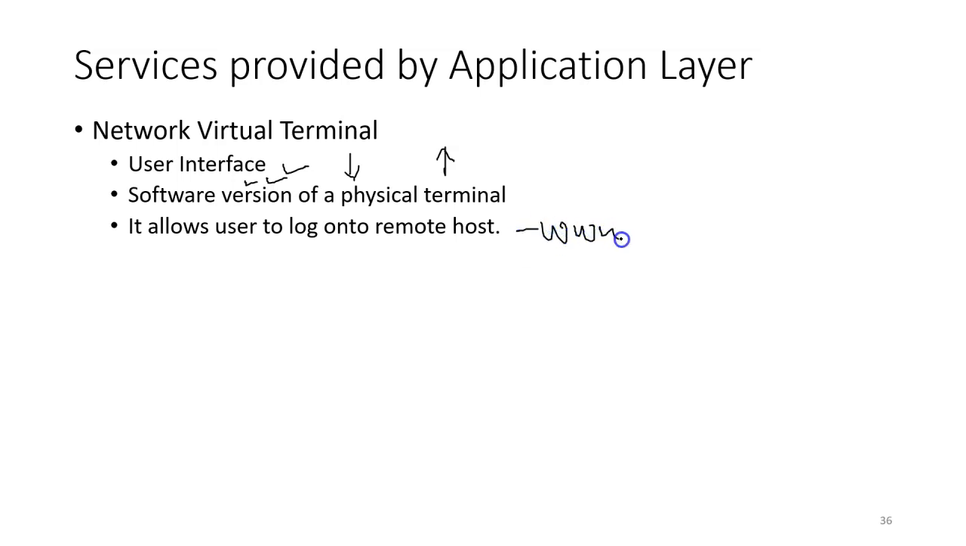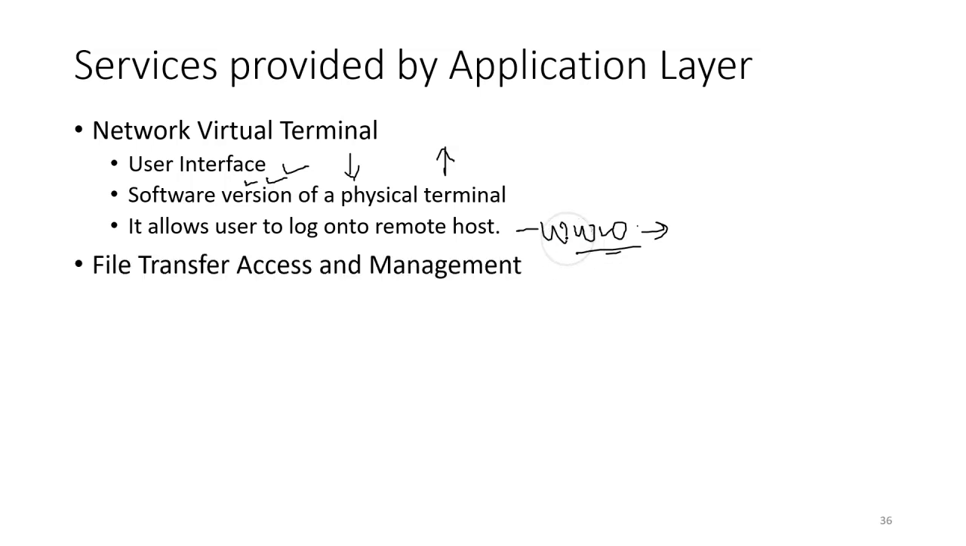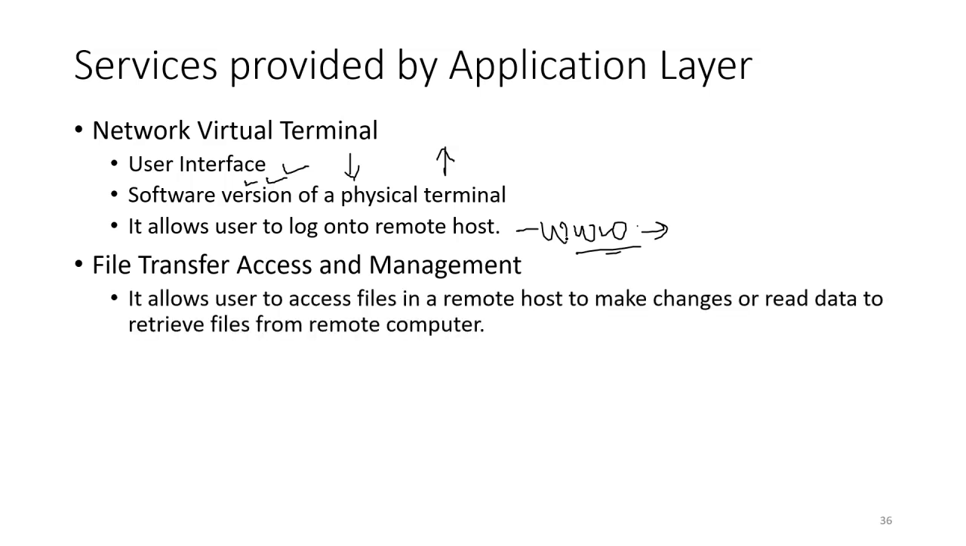Means with the help of the World Wide Web, we can log on to a remote host or we can access any type of information on the globe. Then next is file transfer, access and management. The application layer allows the user to access files in a remote host, to make changes, or it is used to read data and retrieve files from the remote computer. Means with the help of the application layer, we can access files on the remote host, we can make changes to that file, or we can retrieve files from the remote computer.